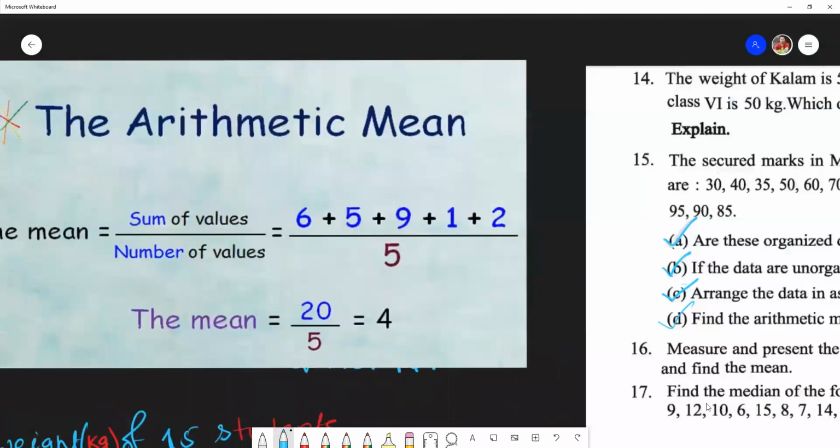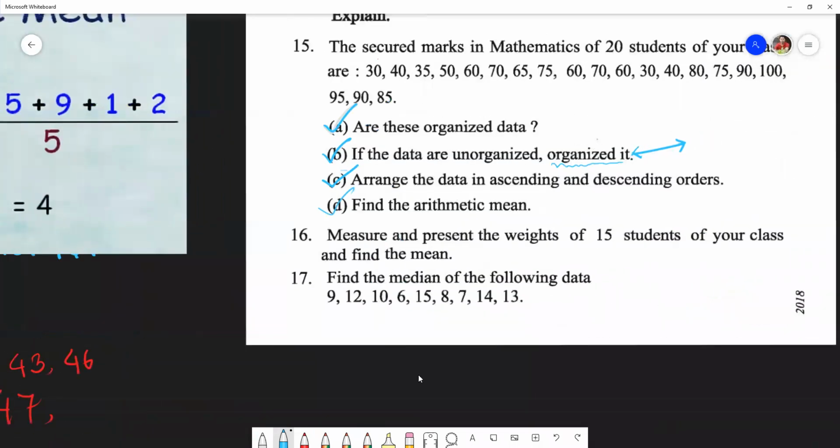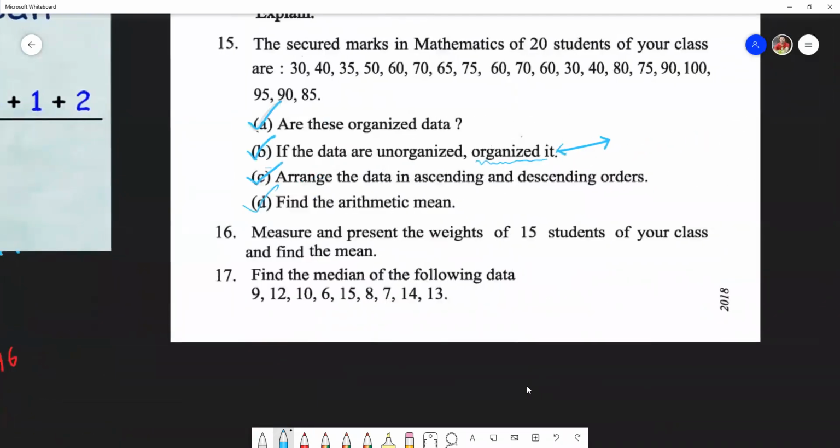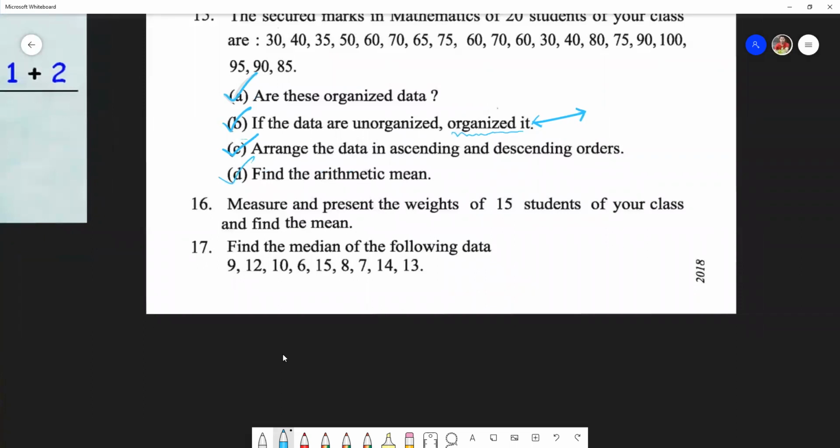Next question, question number 16. Read the question first. Question 16. Measure the present weights of 15 students of your class and find the mean. Measure the present weights of the 15 students of your class and find their arithmetic mean. So this is teamwork. From your section, you have to find out the weight of 15 students. If you apply random values, that's fine.